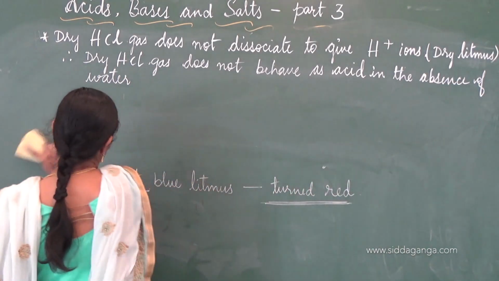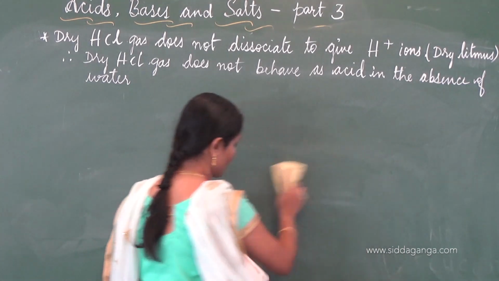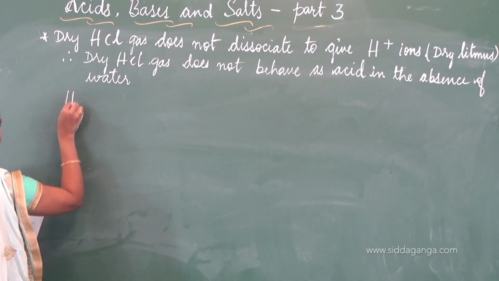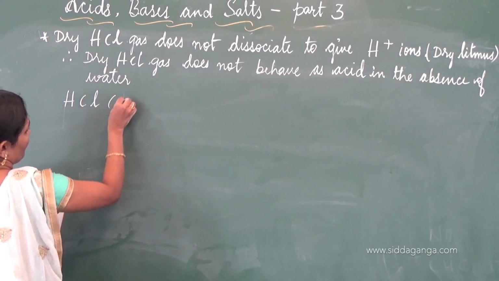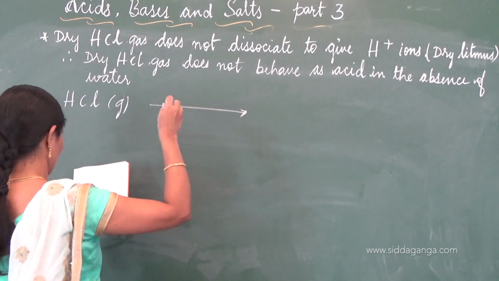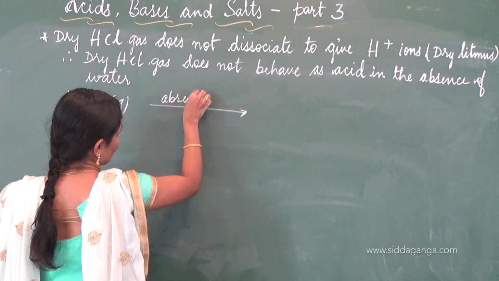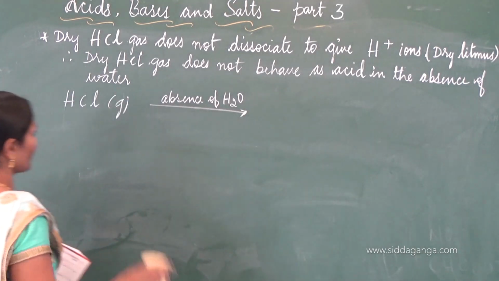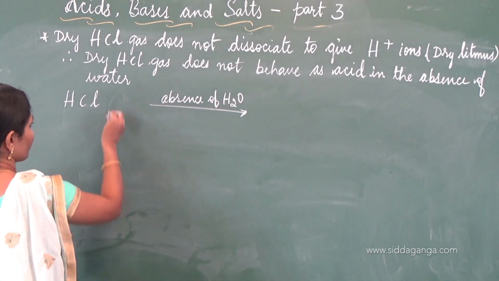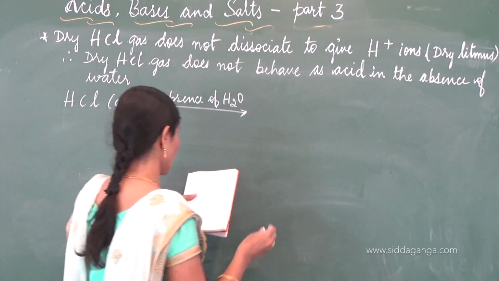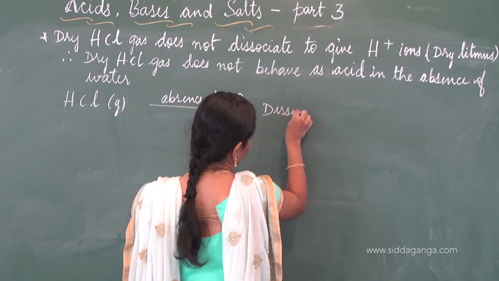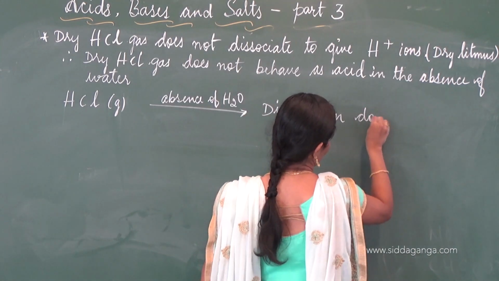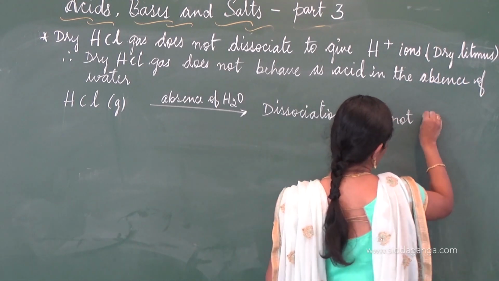Similarly, we will write few points what happened with the wet blue litmus paper. Before that, we can also write a convincing rough equation. In the absence of water, dry HCl in its gaseous state did not undergo dissociation. So what do you write? In the absence of water, dissociation does not take place.